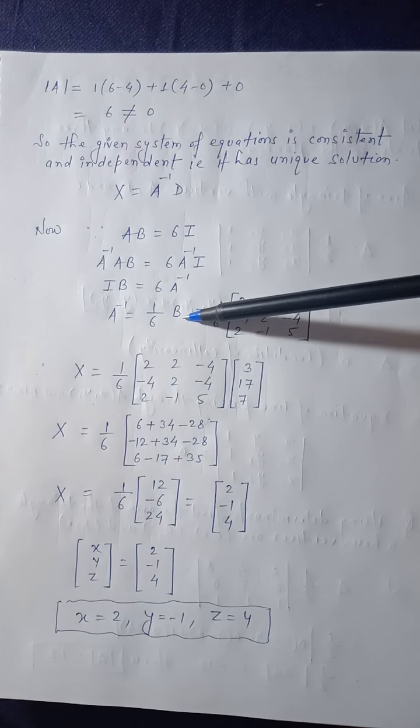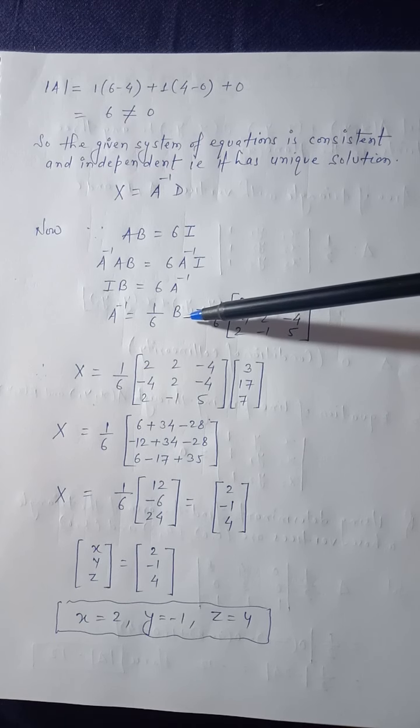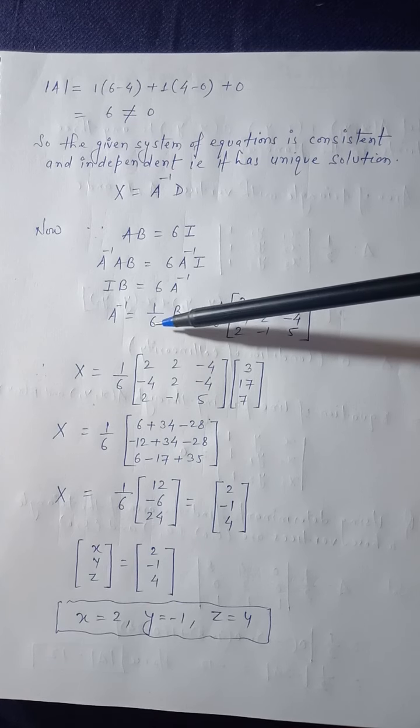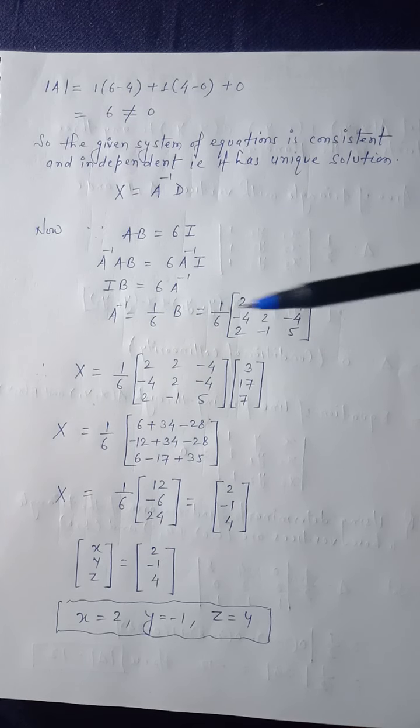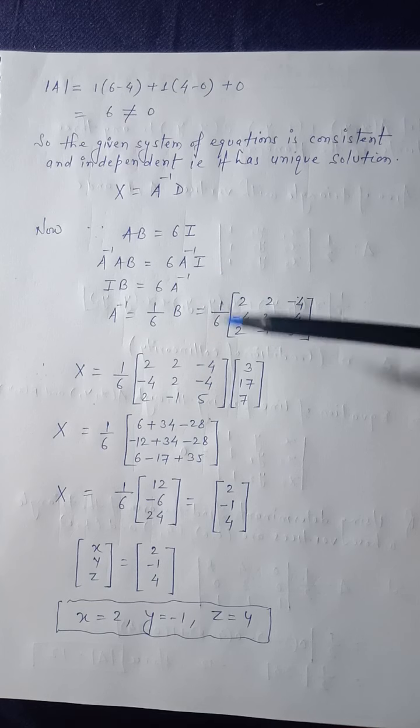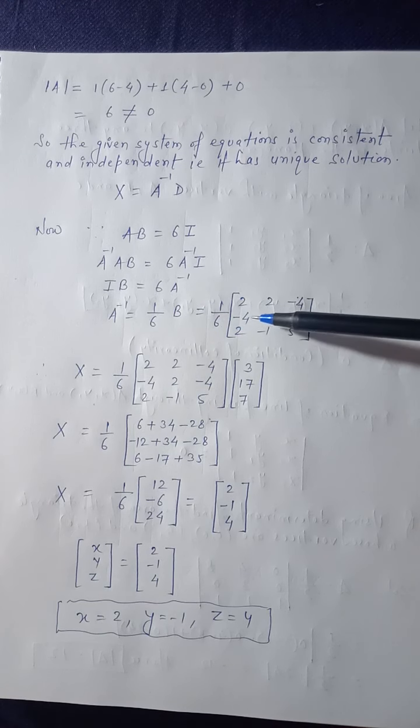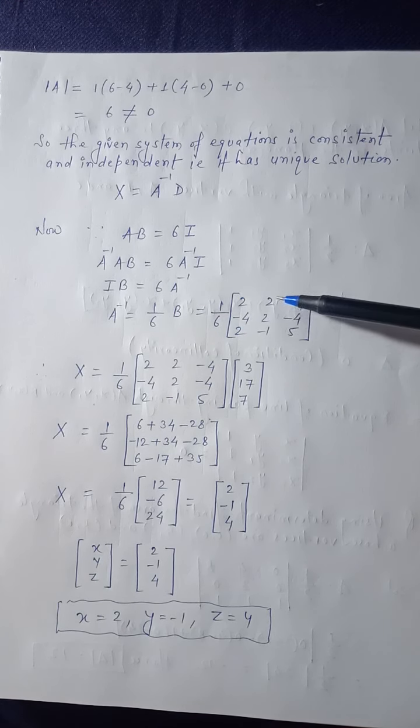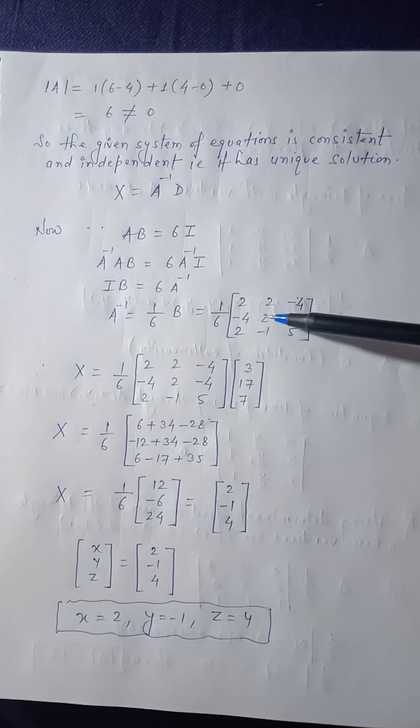So I hope it is clear why the A and B matrices are given. So A inverse we can directly calculate by multiplying 1 by 6 with B. So this is 1 by 6, and matrix B is 2, 2, minus 4, minus 4, 2, minus 4, 2, minus 1, 5. It is given in the question. So this is our A inverse.